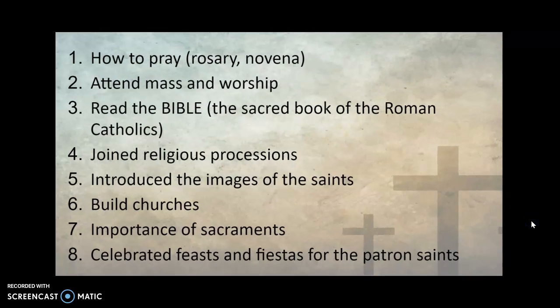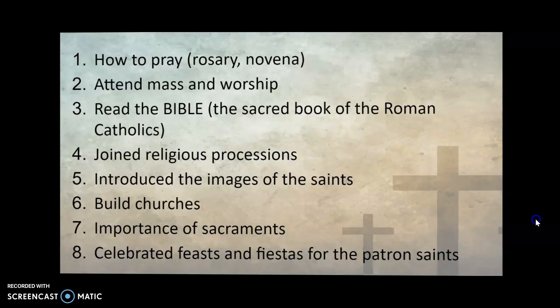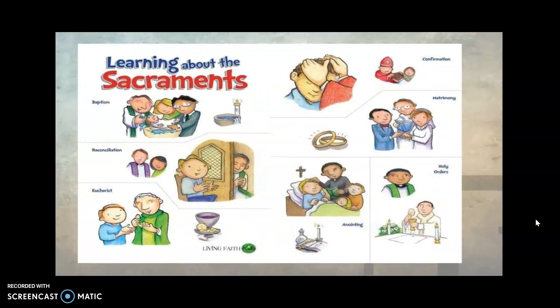Aside from that, we learned different things from the Spaniards through the Christianization or the propagating of Christianity by the missionaries. We learned how to pray, rosary and novena, attend mass and worship, read the Bible, join religious processions, introduce the images of the saints, build churches, learn the Seven Sacraments, and celebrate feasts and fiestas for the patron saints. Alright? So here are the 7 sacraments.